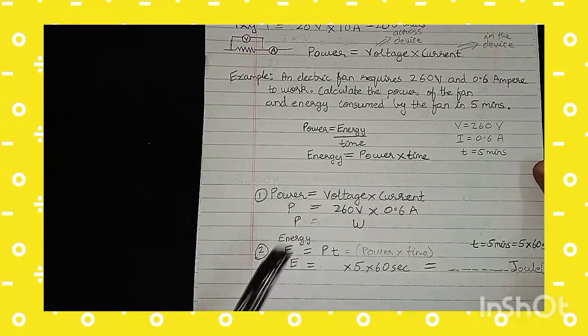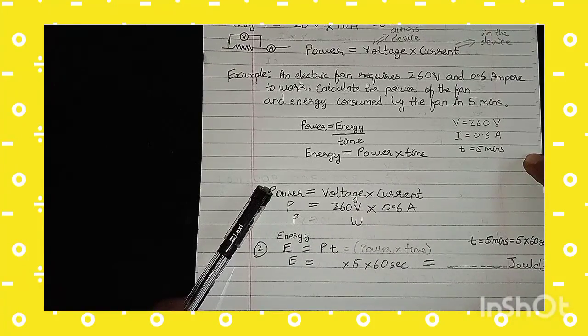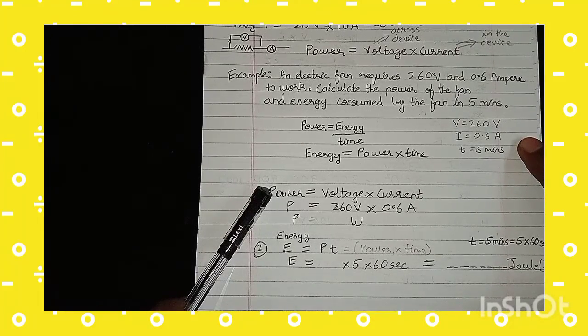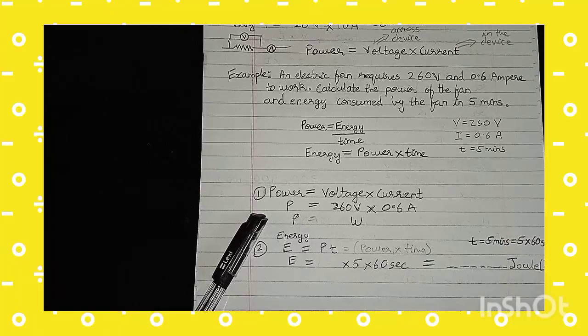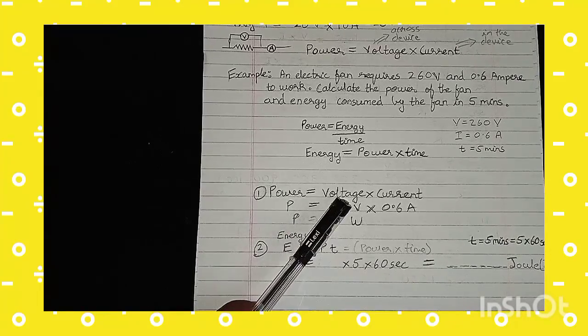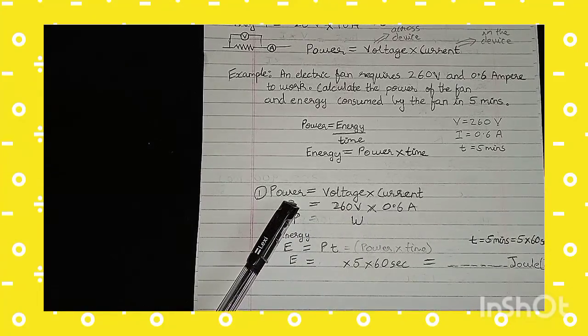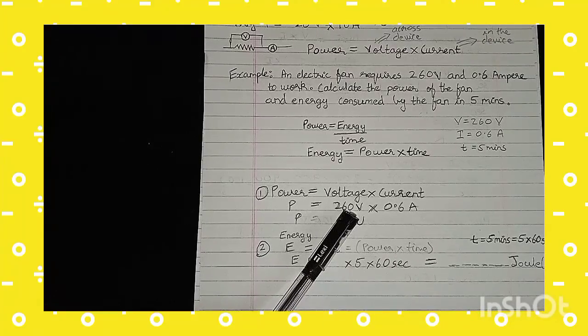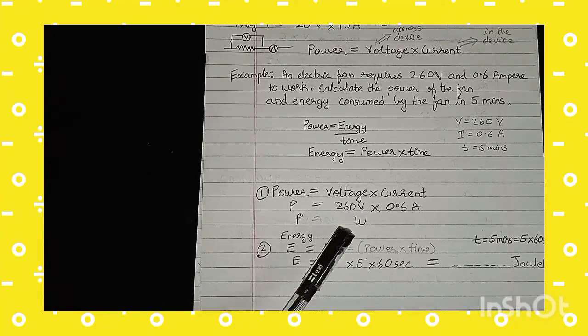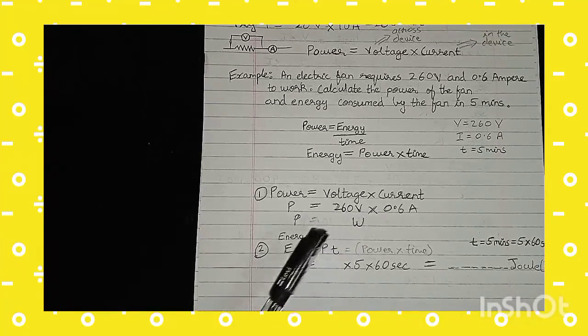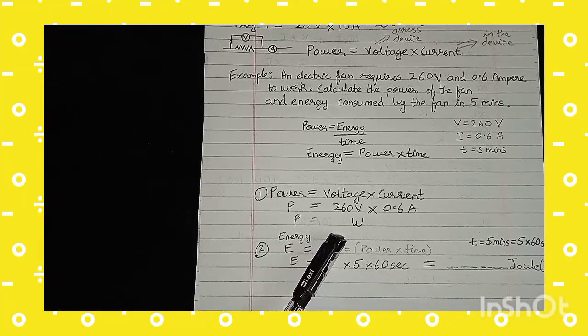Now we will write all the factors which are given in the question. V is equal to 260 volt, I is equal to 0.6 amperes, t is 5 minutes. Okay, so power we can calculate. Power is equal to voltage into current. P is equal to 260 volt into 0.6 ampere, which is given in the question itself. Okay, you will get an answer out here. I have not written the answer. You need to use your calculator and find out the answer.